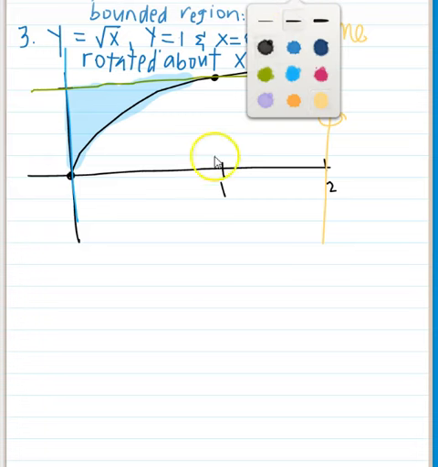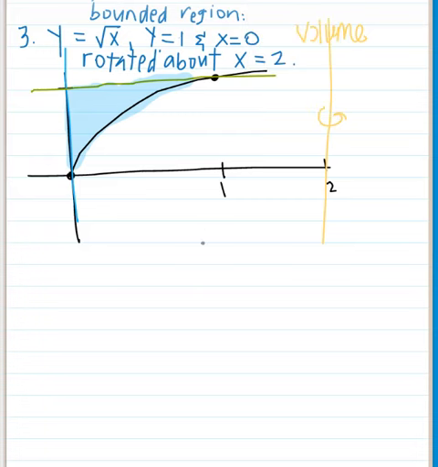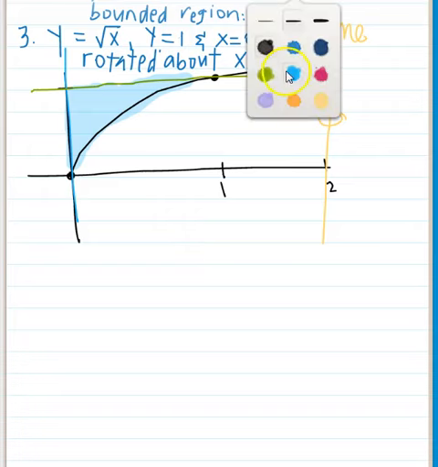Okay. So we think, which method would be most convenient? Well, I don't know. I'm going to do the washer method, because I've done cylindrical shells, I've done the disc method, so why not use the washer method at this point since I haven't yet reviewed that.